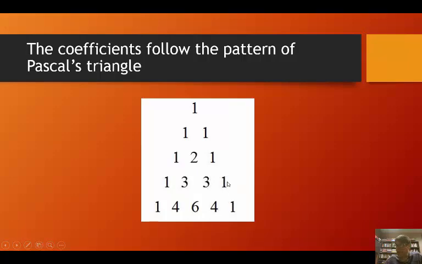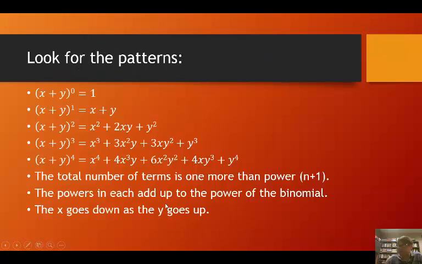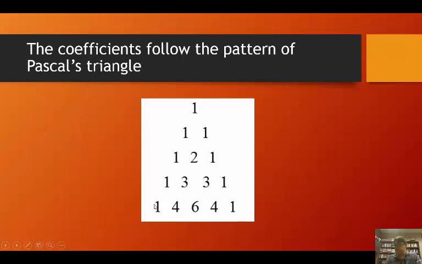You're wondering, where have we gone? Why are we looking at this? Well, if you have a perfect memory, you might notice that, for example, take the fifth line here. 1, 4, 6, 4, 1. Now look at this here. 1, 4, 6, 4, 1. Wow. For something raised to the fourth power, the coefficients are the same as the fifth line of Pascal's triangle.